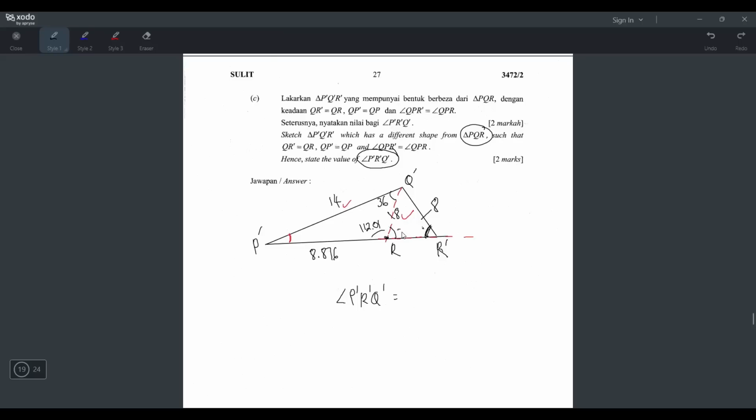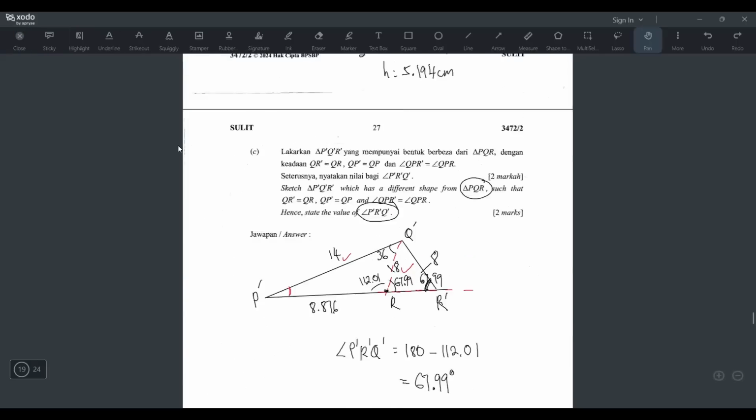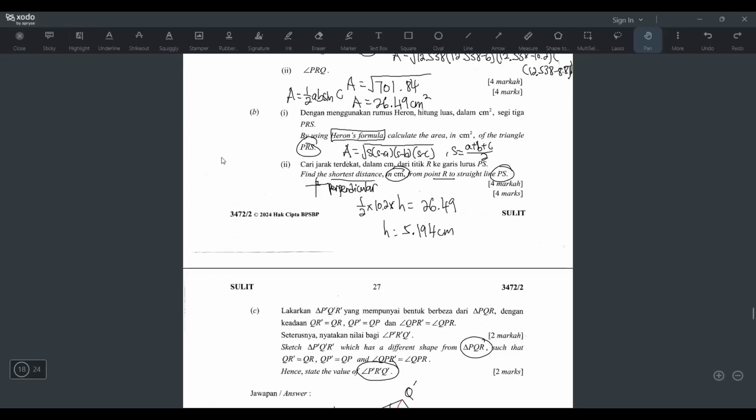My calculator gives me 67.99. Okay, 67.99 is here. But let me tell you, here also 67.99, because it's an isosceles triangle. Segitiga sama kaki, so these two angles must be the same. So 180 minus 112.01 is 67.99 degrees. Okay, this is how you get 10 marks for this question. So I'm done. I will continue.